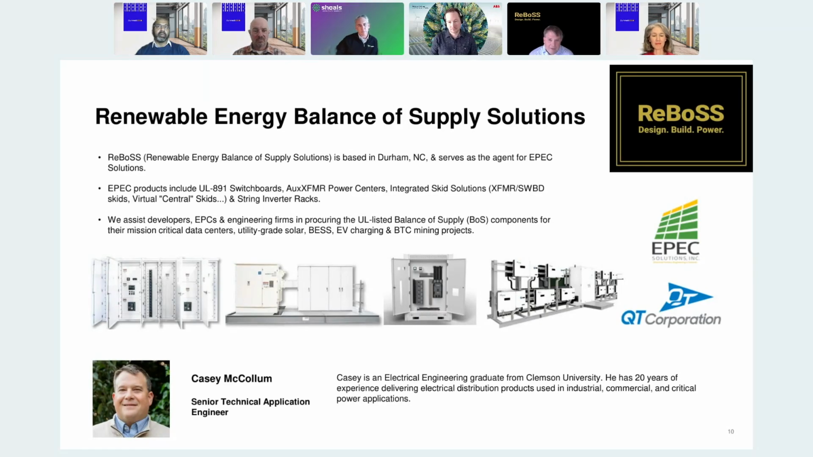As of late, in the last 18 months or so, our background in renewable energy and storage has become increasingly relevant to data center construction. So we've been expanding our portfolio into distributed energy resource applications and critical power distribution for IT loads in data centers. We manufacture all of our products in the United States and North Carolina.